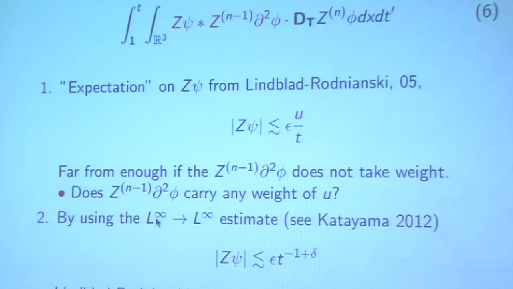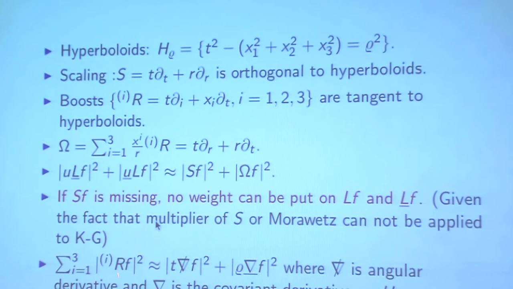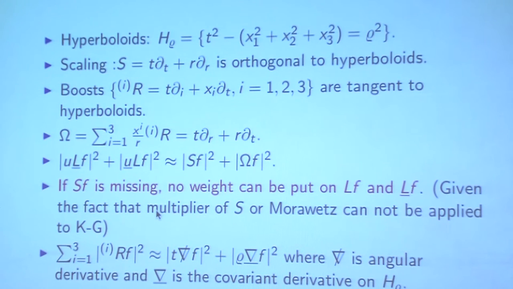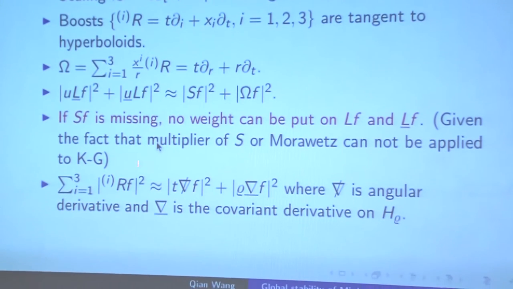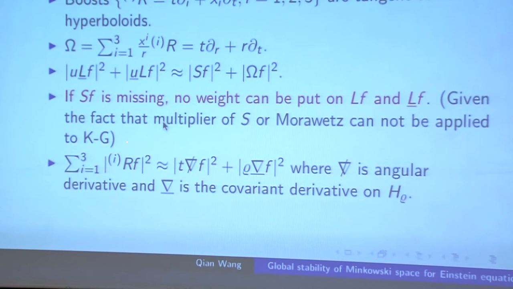So use Katayama. That's not the only way. Well, you have to beat the loss, that's the problem. But you might wonder what we do. We actually construct in a curved spacetime a true, from our point, a true Lorentz boost. But you may wonder, why do you need a true Lorentz boost? We have a Lorentz boost in Minkowski, just borrow it.